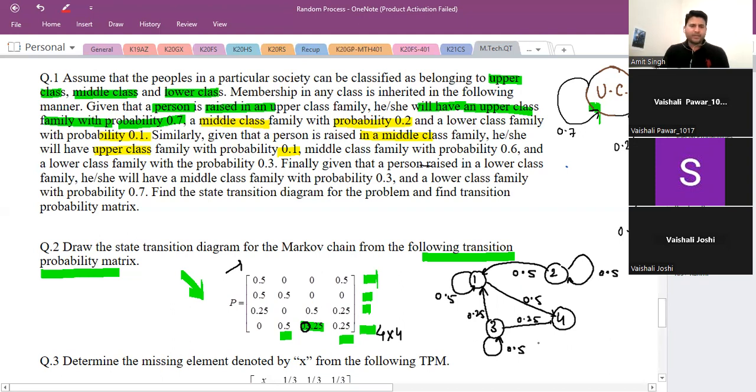Now 4 to 1 is 0, 4 to 2 is 0.5, and 4 to 3 is 0.25. Do take care of the direction also. And 4 to 4 is 0.25. So this is how the state transition diagram looks for a problem whose transition probability matrix is given.